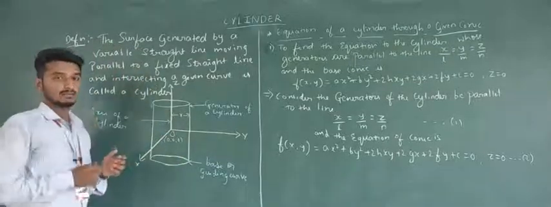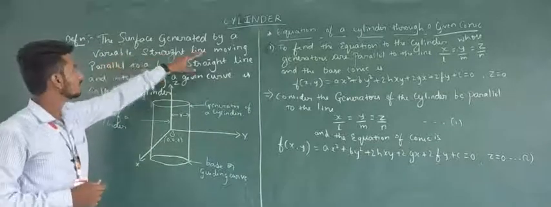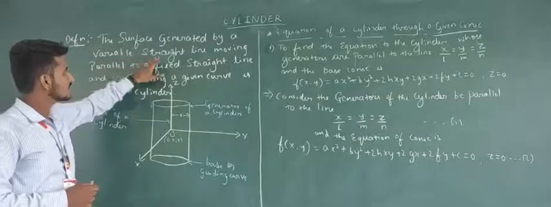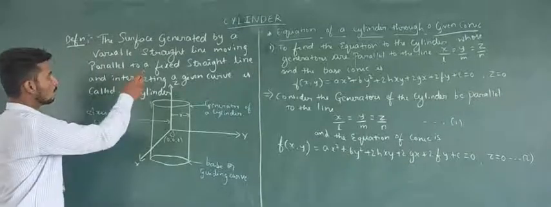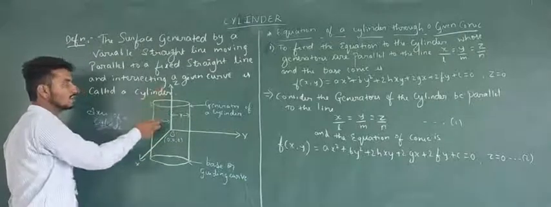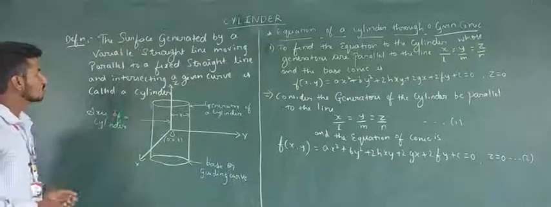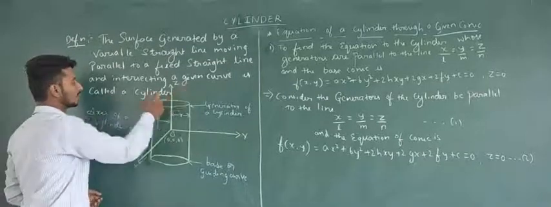That is the mathematical form. So we will see here the definition: the surface generated by a variable straight line moving parallel to a fixed straight line. So these are the generator lines, the surface generated by the variable straight line moving parallel to the fixed straight line. So the middle one is the fixed straight line, and the generators are moving parallel to this fixed straight line and intersecting a given curve.